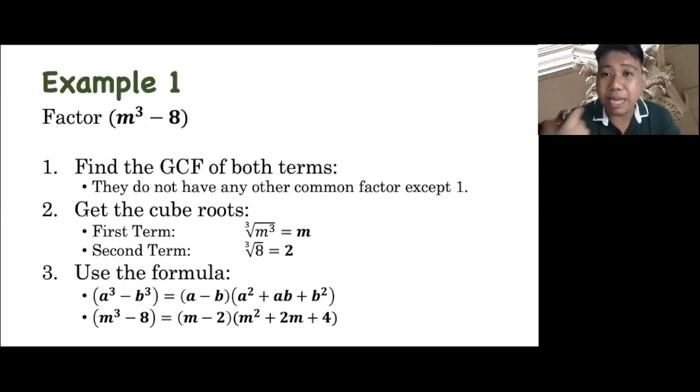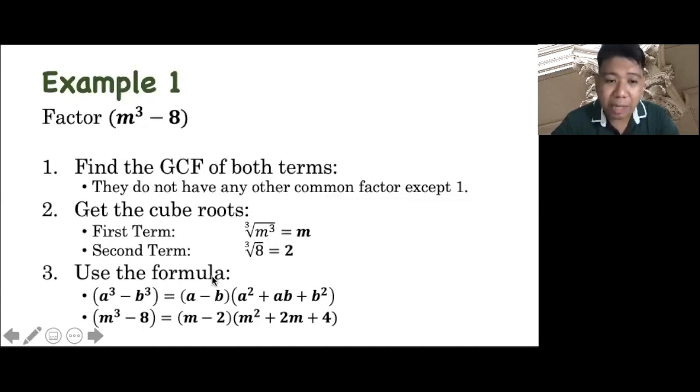So kumbaga in-apply na natin yung formula. Kasi kung papansinin natin dito sa binomial factor natin, substitution lang talaga. A minus b will become m minus 2. So ang ating first term dito na m ay i-square natin dito, kaya naging m squared. At pagdating dito sa second term ng trinomial factor natin, ay mayroon tayong 2m kasi we multiply the cube roots of first term and second term. At pagdating naman dito sa last term ng ating trinomial factor, in-square natin yon. Kaya yung 2 square ay naging 4.